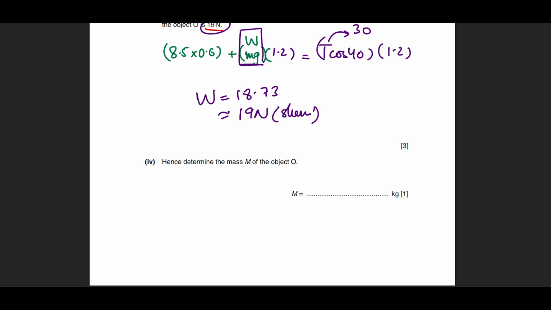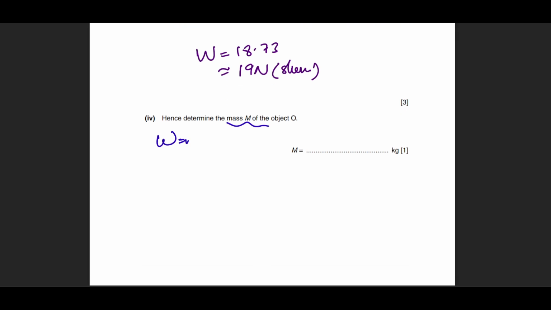Then he asks us to determine the mass m, which is going to be very simple. We have W equals mg. W is 19, mass is not known, g is 9.81, and then you can simply find the mass and write it down over here. I hope that this has helped you. This is the end of the lesson.